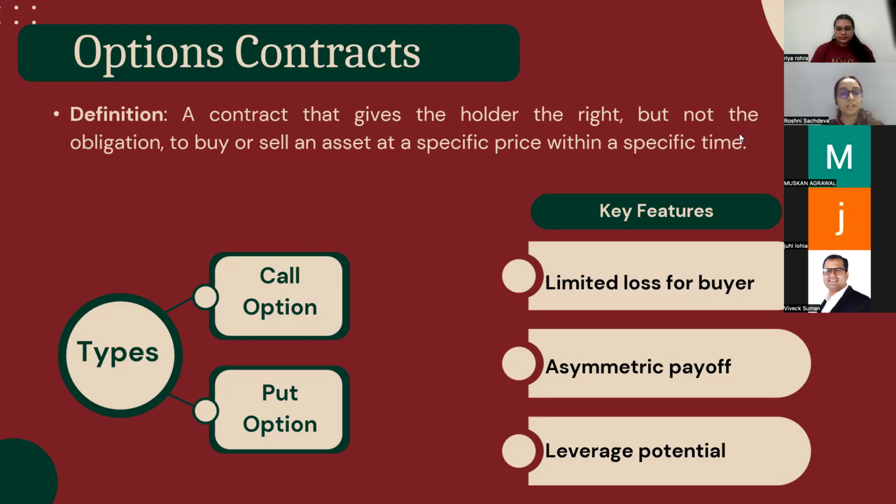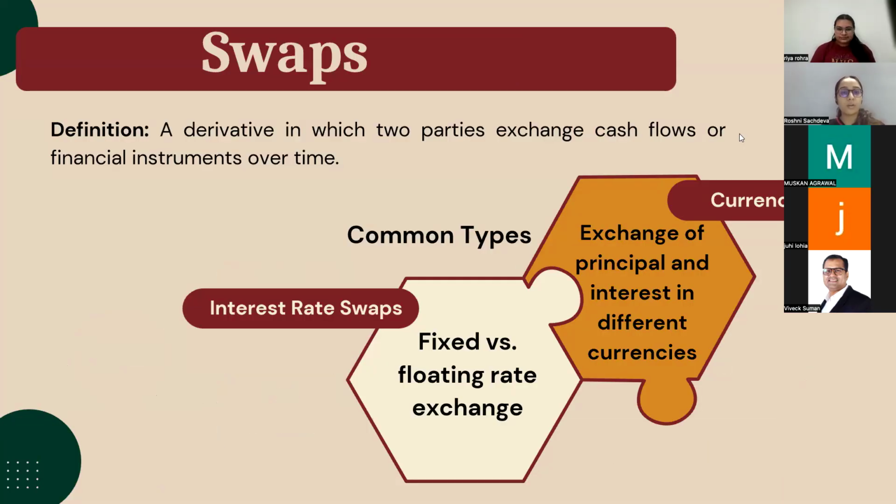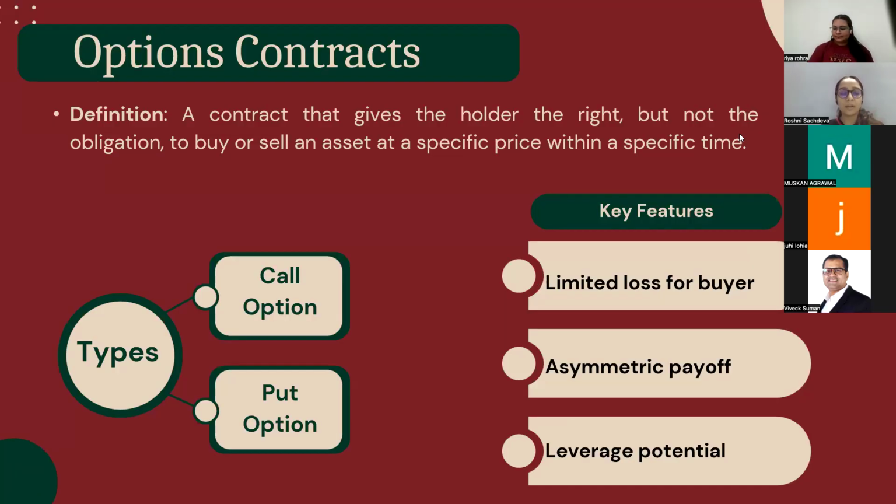Now we will see the features of the option contract. First one is limited loss, that we have understood with an example: the 50 rupees that we have lost is the bare minimum amount that we can bear. Second one is asymmetric payoff. That means potential profit is greater than the risk that we have to bear. Third one is leverage potential. If the price moves in our favor, we can get the maximum profit.